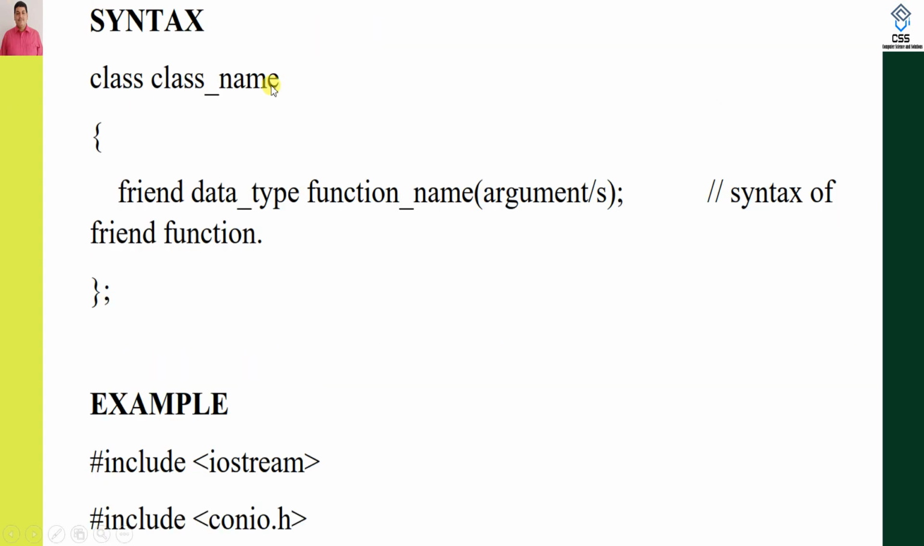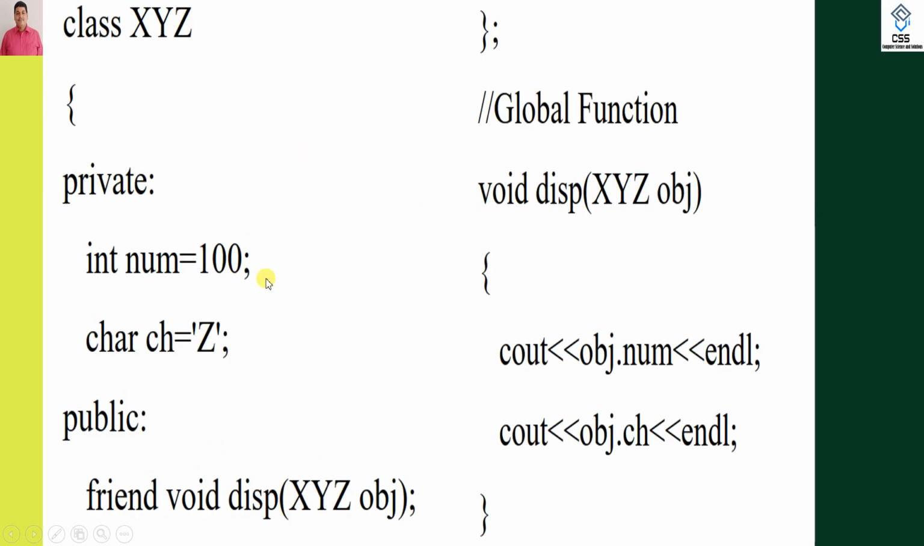See, class name, friend, then the return type, function name followed by argument. This argument must be the class type whose members are to be accessed outside. We have taken an example. Suppose there are two private members declared, num and character. One public function is declared, void display, aside of which the friend is declared, which takes the object of this XYZ class, which means that the XYZ class private members can be accessed by the display function outside.